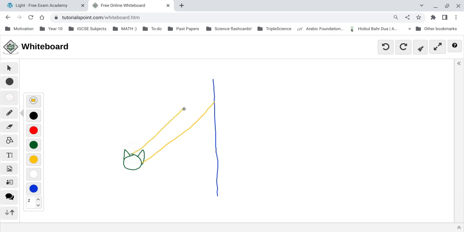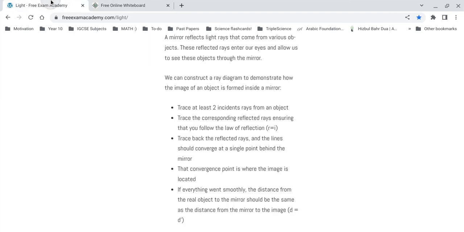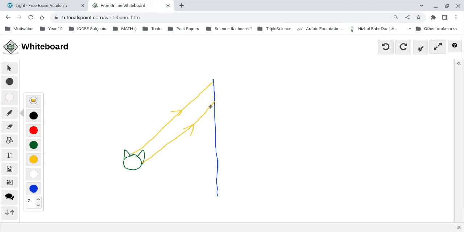Here's another incident ray. And remember, it's going towards the surface. So trace the corresponding reflected rays, ensuring that you follow the law of reflection. So now we have to draw the reflection. I'm going to put I for incident.